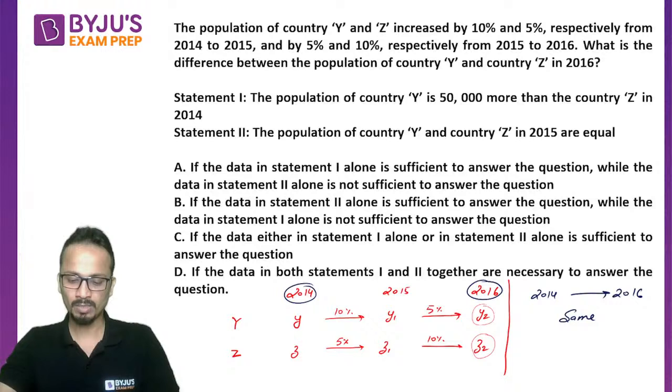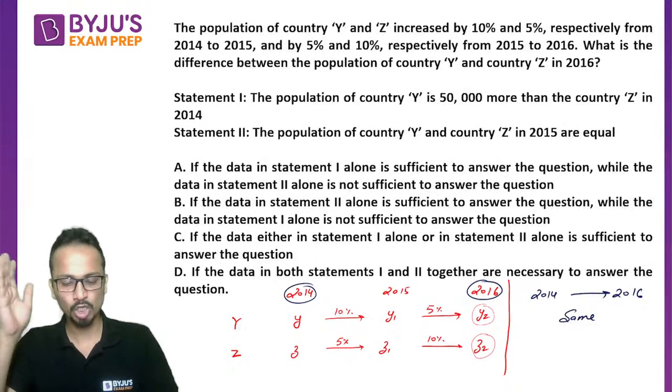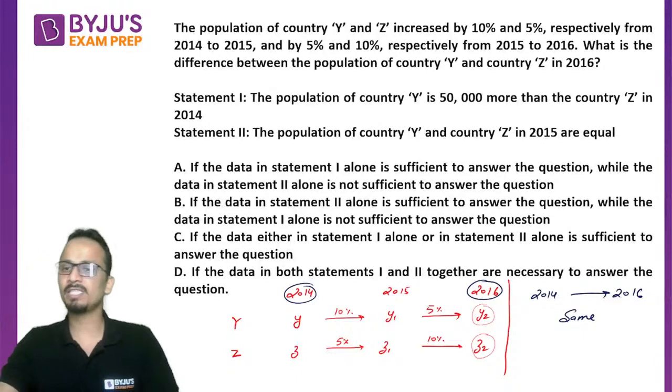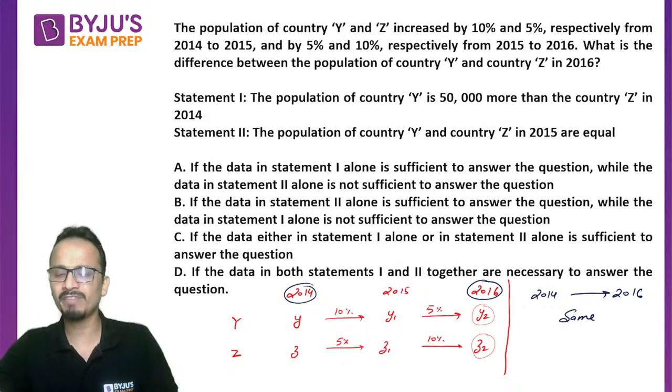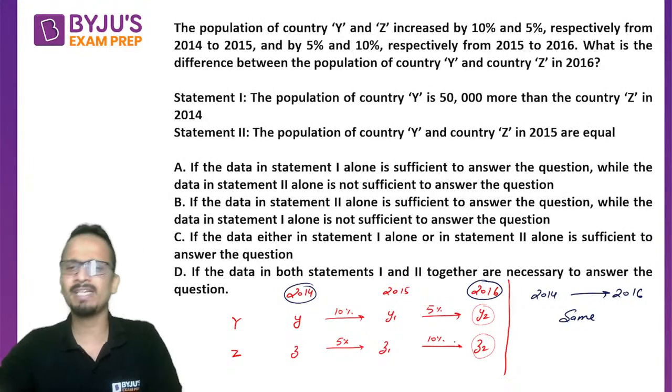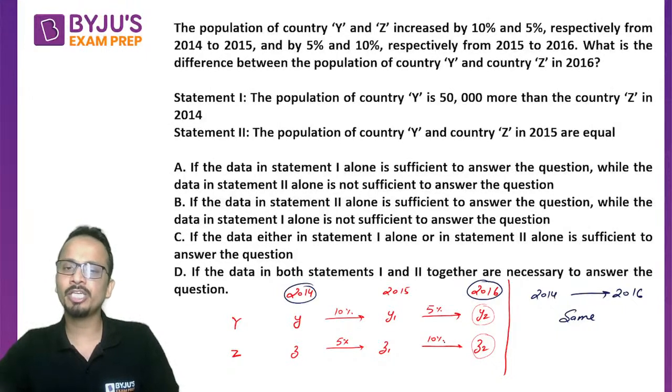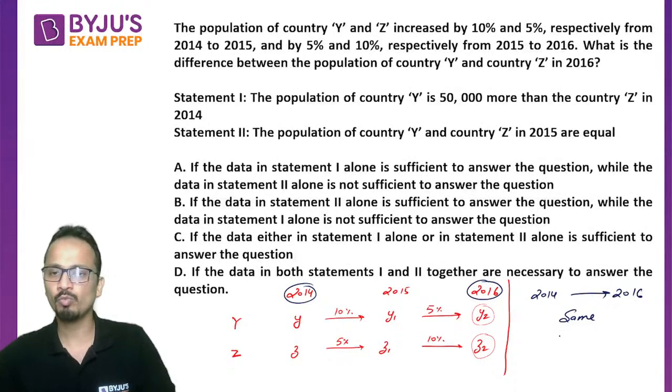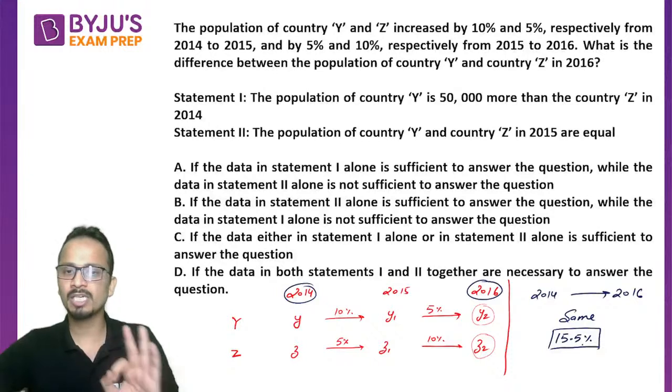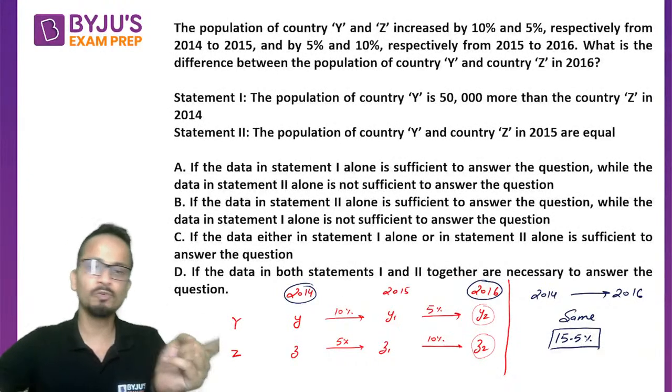All right. So people know this thing, that from 2014 to 2016, the net percentage change will be the same, because for Y, first there is an increase of 10%, then by 5%. For Z, there is an increase of 5 and then by 10. Okay. So the net percentage change will be the same for both cases. You can also find out this net percentage change by using the formula A plus B plus AB upon 100. So the net percentage change will be 15.5% for both of them from 2014 to 2016.